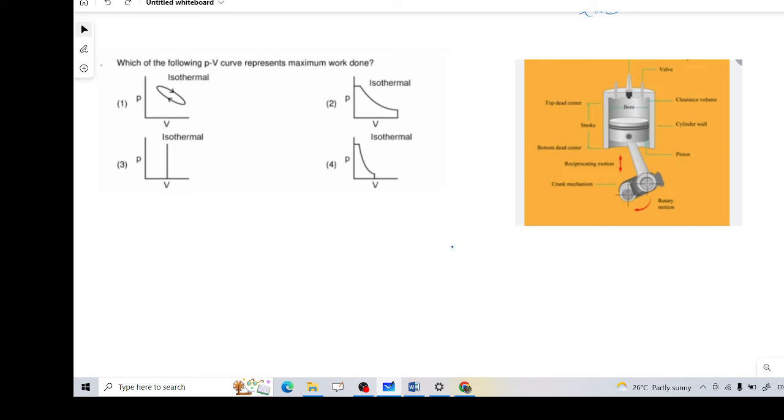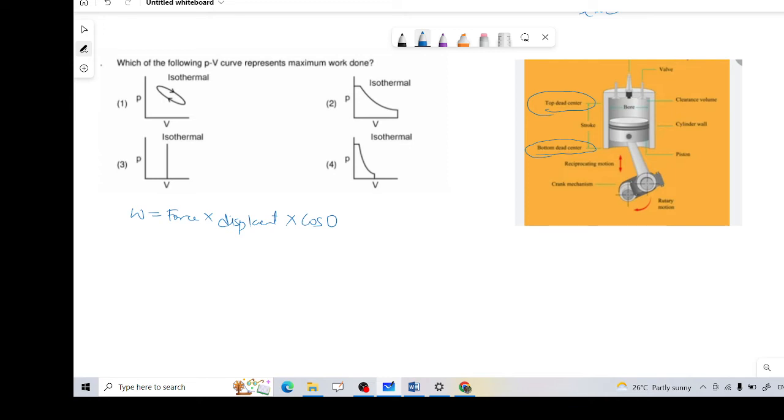So here is the piston cylinder arrangement. This is the top dead center and this is the bottom dead center. The piston moves from top dead center to bottom dead center. Before that, what we know is work done is equal to force into displacement into cos theta, and I can take it as cos 0 because the force and the displacement are in the same direction.